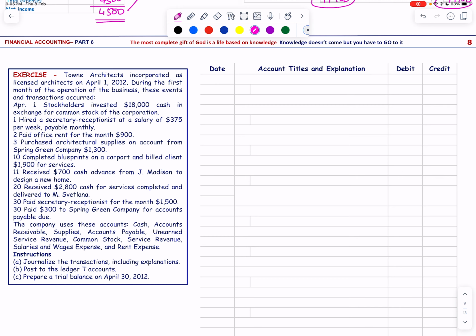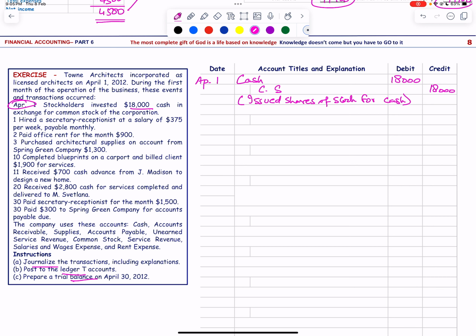Now, in this exercise, we have to journalize these transactions and we have to post them in the ledger to the T account and prepare the trial balance. So first of all, look at the first transaction on April 1. Stockholder invested 18,000 cash. So obviously cash is debit by 18,000 and common stock is credit by 18,000, and this is issued shares of stock for cash.